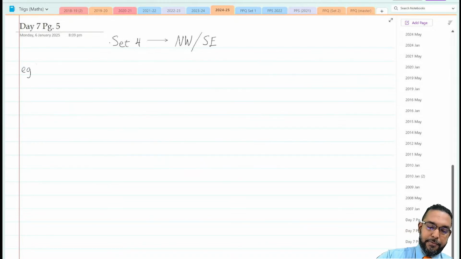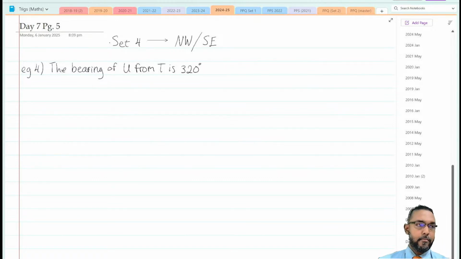Okay, let's go. So example 4. The bearing of U from T is 320 degrees. What is the bearing of T from U? I know I heard the wrong thing, right? So we'll just leave that alone for now.